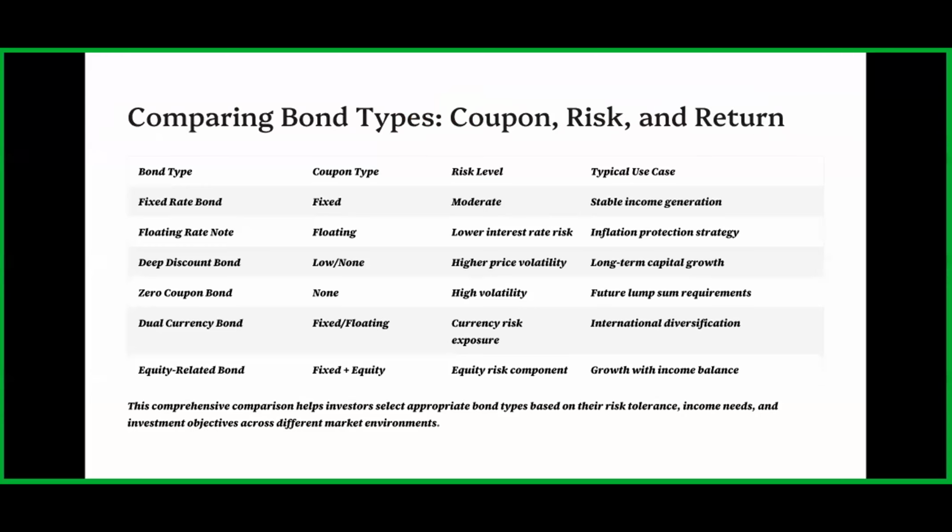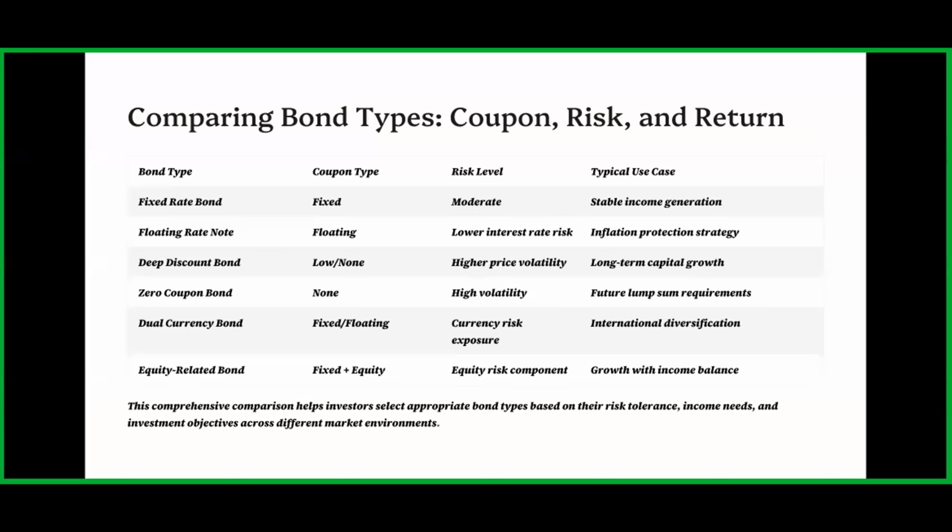In a deep discount bond, there is higher price volatility, because if the company defaults, then there is a high risk associated with the deep discount bond, because there is no installment we are receiving. At the end of the maturity, we will receive the face value. So there is a huge risk, the default risk or the credit risk. Zero coupon bond is the same, the risk is high, that is, high volatility.